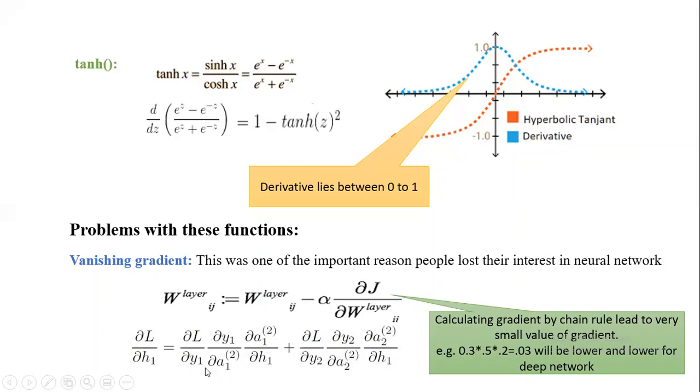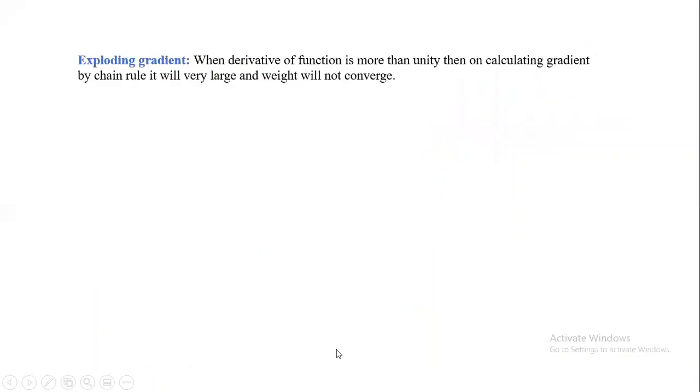As we can see in the chain rule, if you want to calculate the derivative of L with respect to H1, you have to calculate like this. These functions are dependent on other functions. And there is also an exploding gradient problem. If the derivative output is more than unity, multiplying many gradients which are more than one will lead to very huge values, and because of that it may not converge.